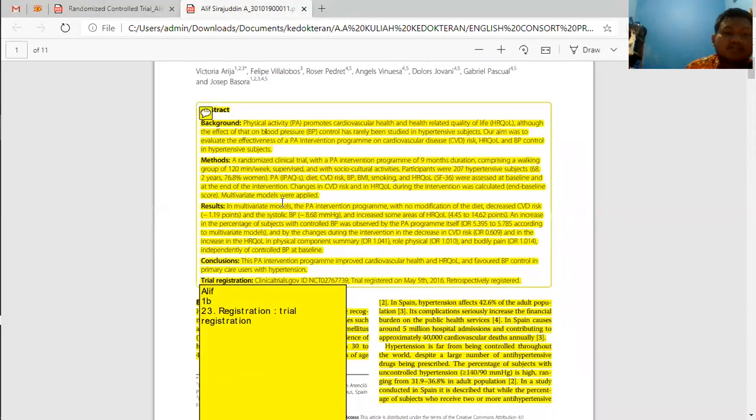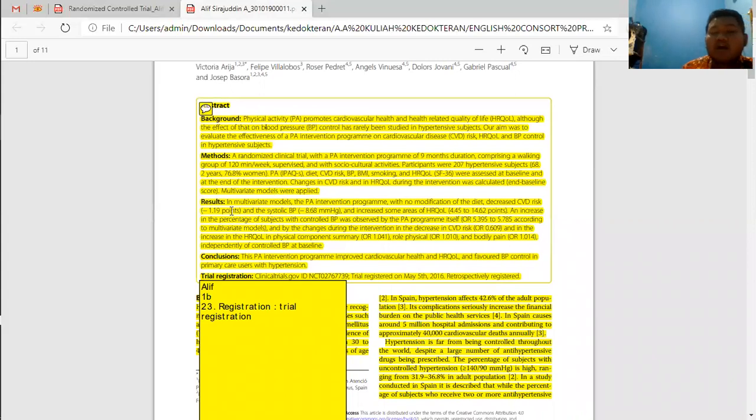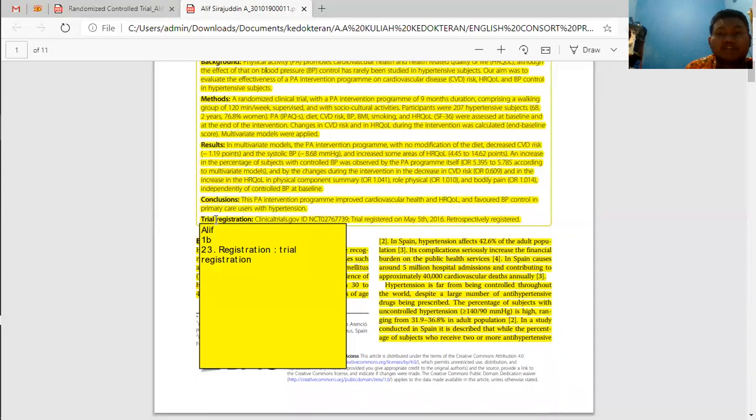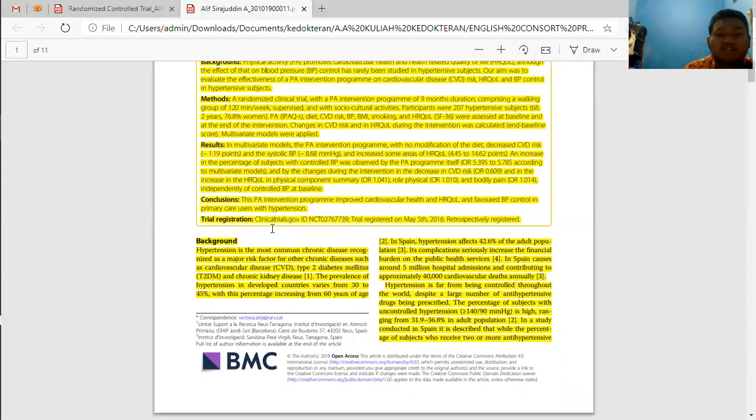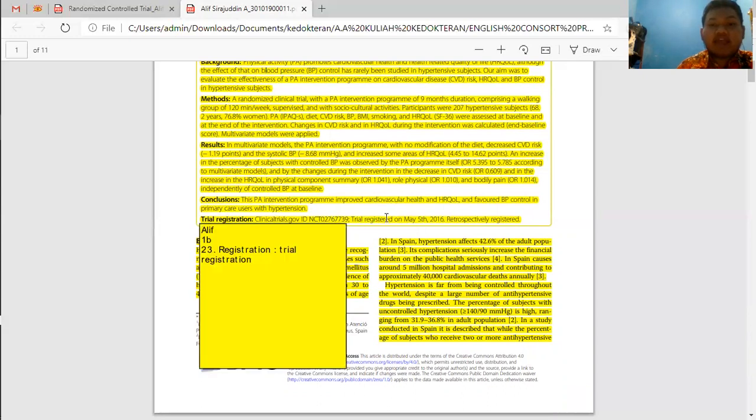The next one is 1B. 1B is the abstract. Abstract is a summary of the trial design, the methods, and then the results and the conclusion. But this abstract is different because it has item number 23, the trial registration. Trial registration is about the registration number and the name of the trial registry.